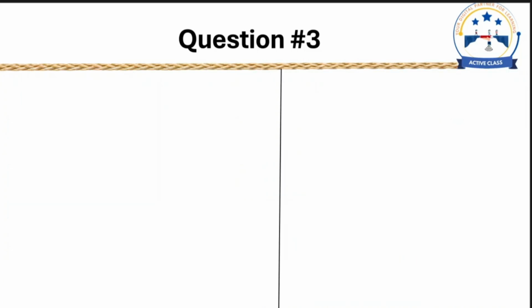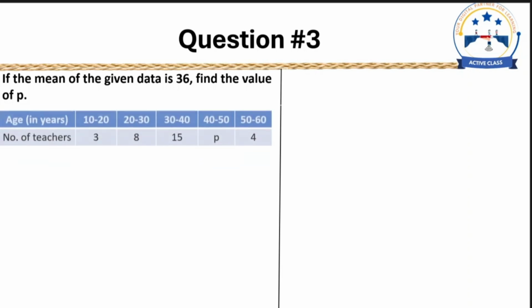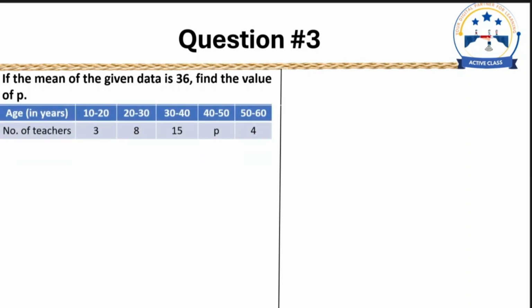That is question 3. In question 3, if the mean of the given data is 36, find the value of p. So in the previous two questions, we were given the data and we were supposed to find the mean. Here in this question, we are given the data and the mean both, but one frequency is missing. See? The number of teachers of the age group 40 to 50 is missing. It is p. It's a variable.